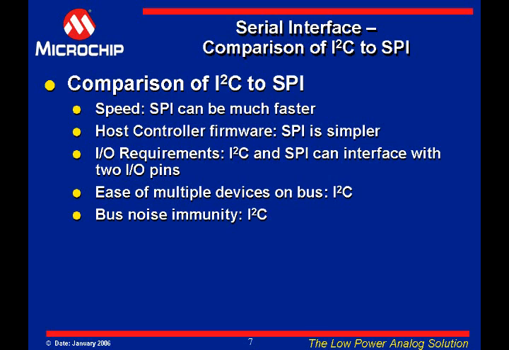With respect to the host controller firmware overhead, the I2C protocol is a much more involved protocol. This is due to features such as multi-master support, bus arbitration, clock stretching, the acknowledge bit, and other features. Supporting these features requires much more host controller firmware and processing than the SPI protocol.